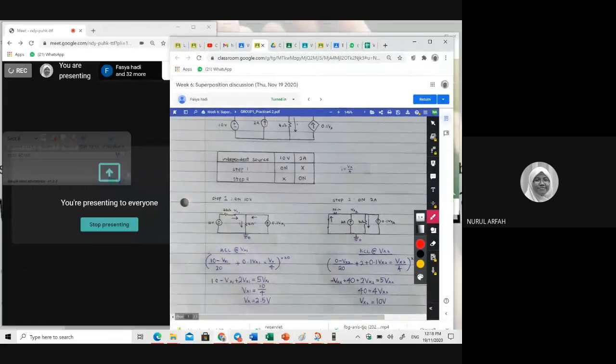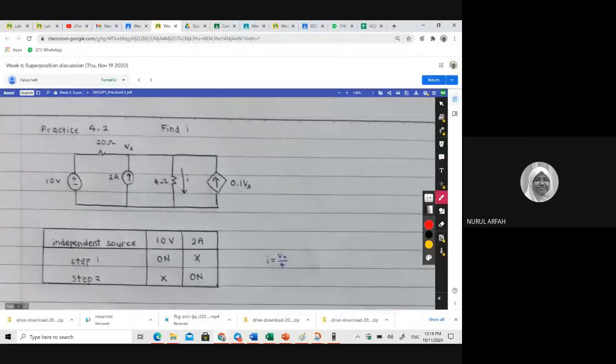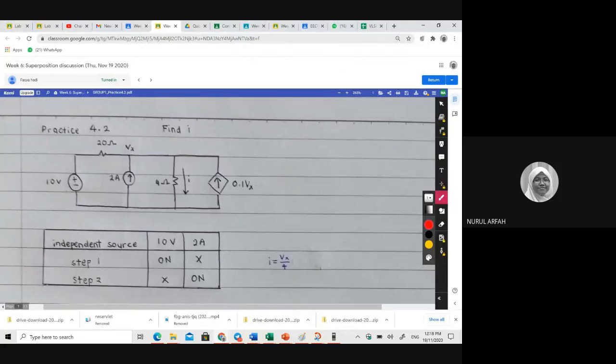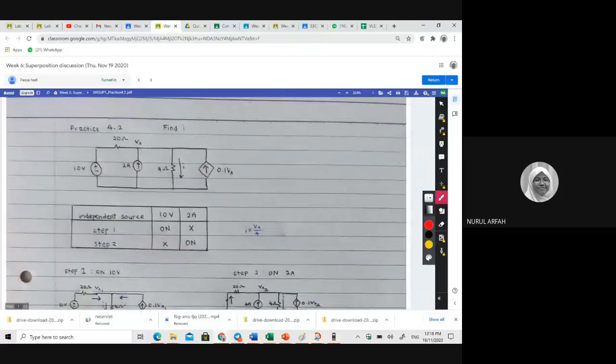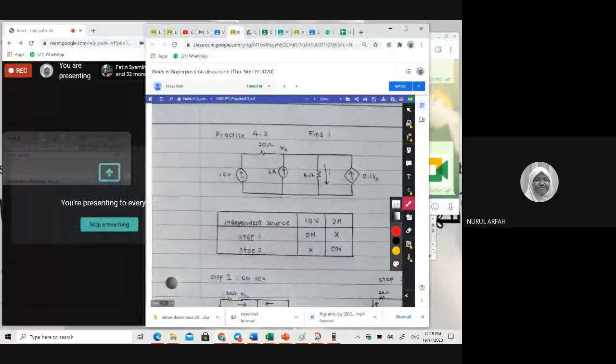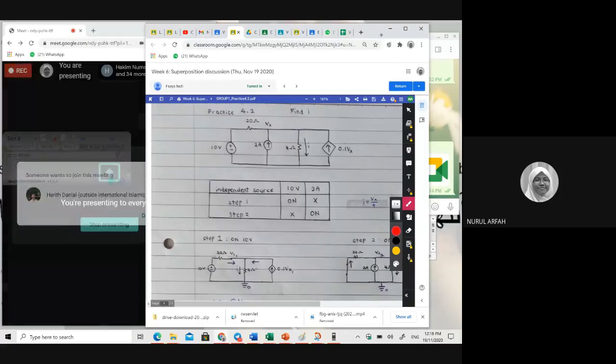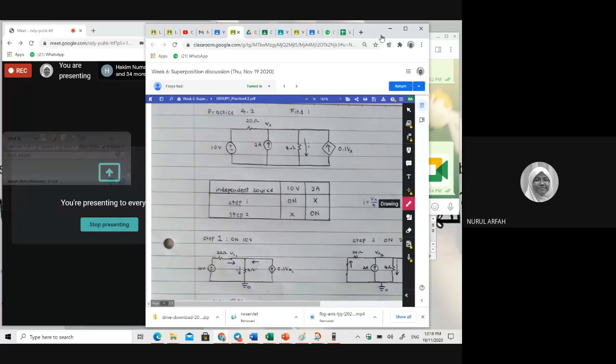Let's go to our first exercise from group 1. Okay, we have this one from the slide. If you look at your slide, the only thing I asked them to find is the current. So if you look at here, this is a current. Let me highlight this part.